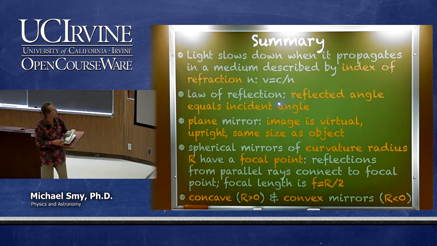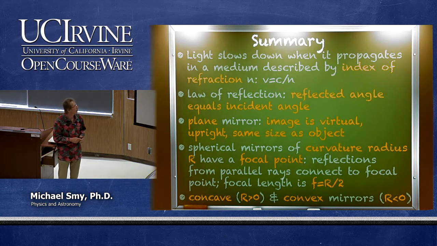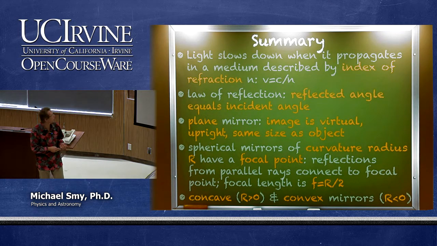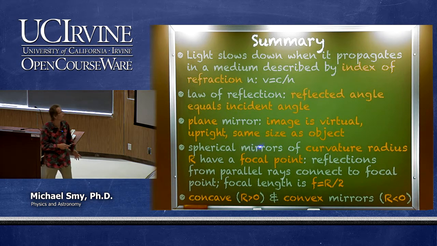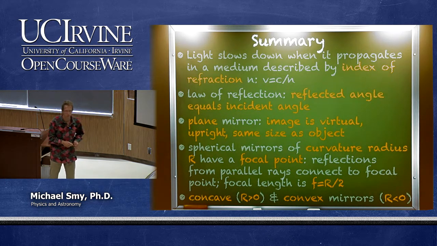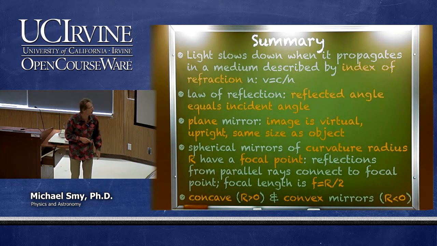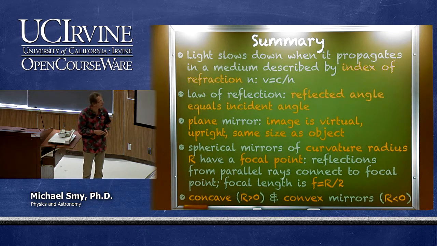And just like for all waves, we have the law of reflection. The reflected angle equals the incident angle. And one can use that to make plane mirrors, which make virtual images which are always upright and the same size as the object. Or one can make spherical mirrors of a curvature radius r, and those have a focal point, meaning that reflections of parallel rays are reflected to meet in this focal point. And the focal length is given by half of the radius of curvature.